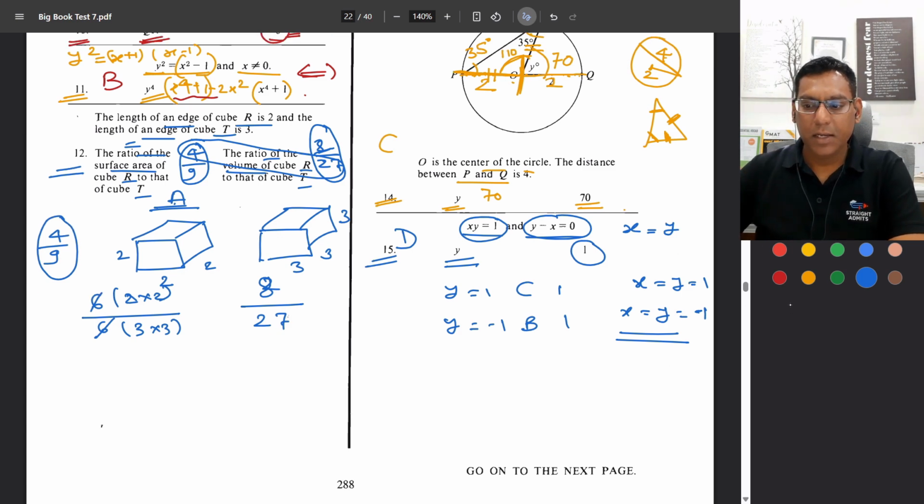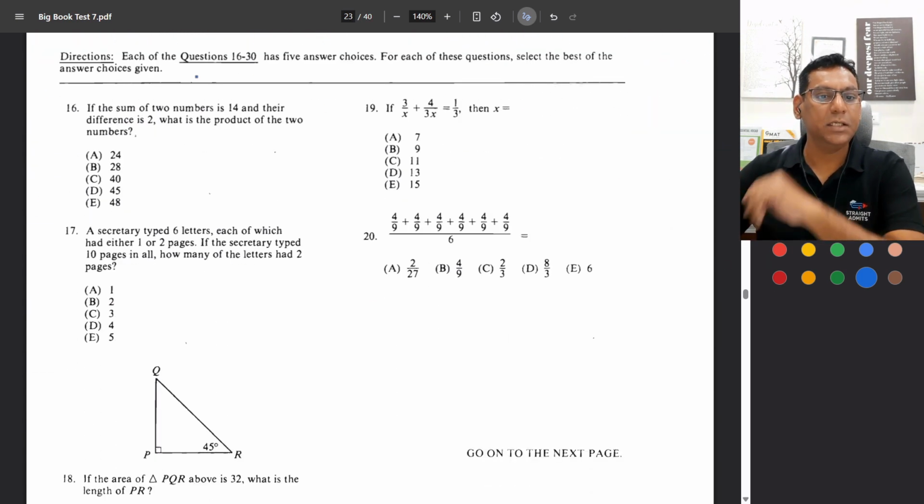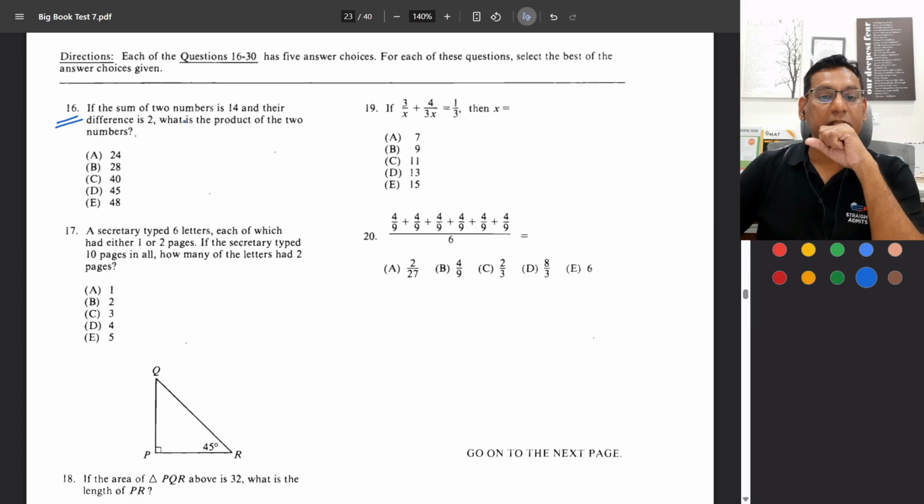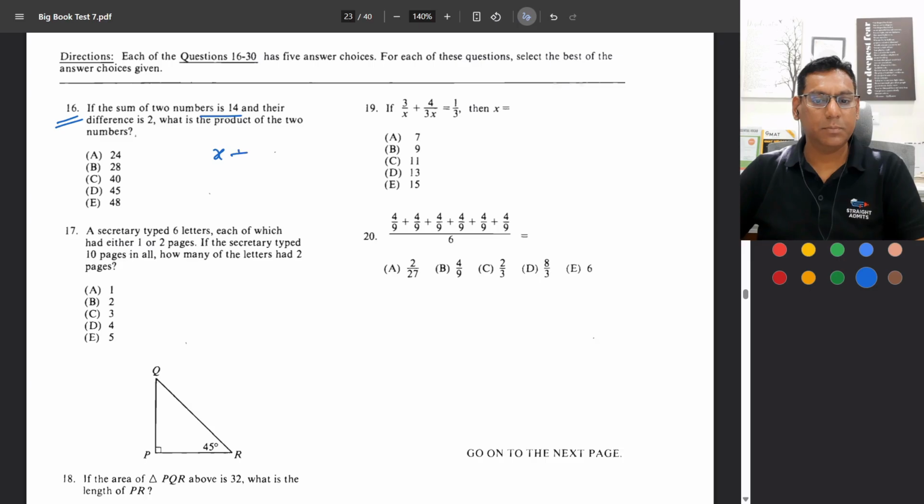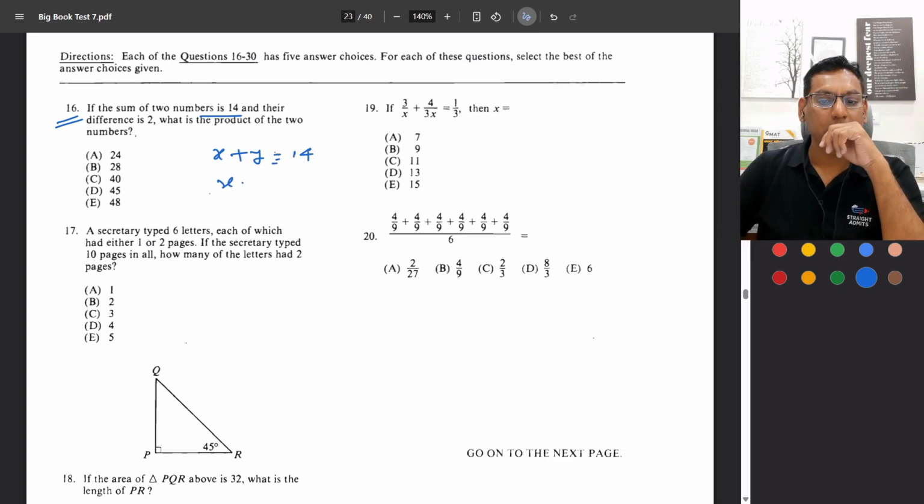Okay, let's look at question number 16. If the sum of two numbers is 14, all right, so x plus y is equal to 14, and their difference is 2, x minus y is equal to 2. Okay, then what is the product? Okay, can you think of some numbers whose sum is 14 and difference is 2? 8 and 6, right?